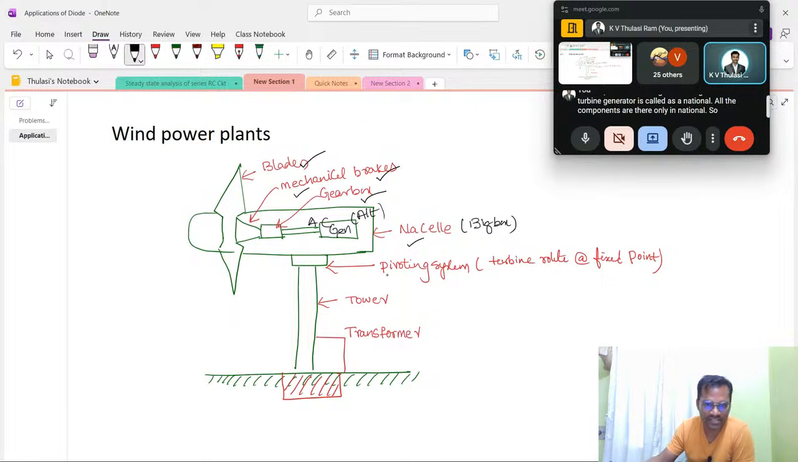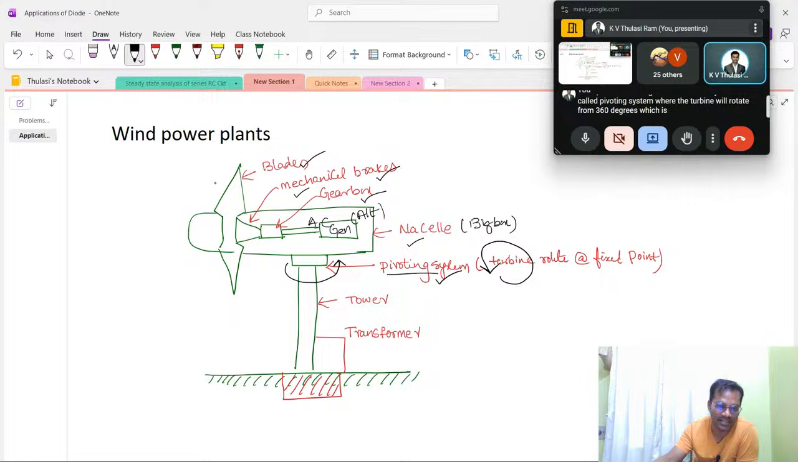Then the pivoting system. With this we can rotate our plant 360 degrees. In this system the turbine can rotate through 360 degrees, and the blades can also be rotated. And the power we generate from the alternator is an AC supply.